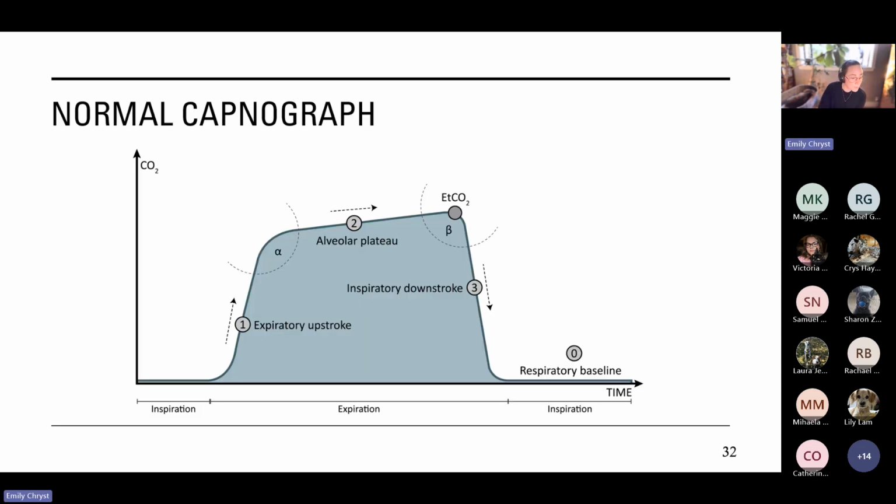And this is the shape of a normal capnograph. So this is ideally what we'd like to see. So this is CO2 levels here, and this is time over here.